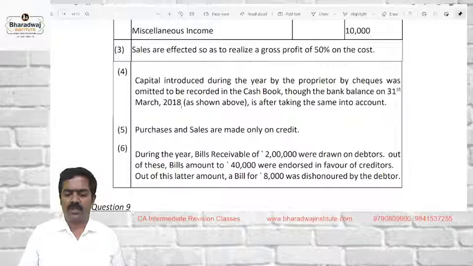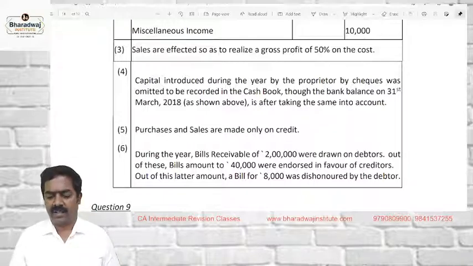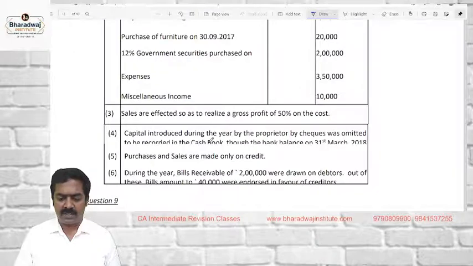During the year, bills receivable of 2 lakhs were drawn on debtors. Out of this, a bill amounting to 40,000 was endorsed in favor of creditors. Of this, 8,000 was then dishonored by the debtor. That is, the endorsed bill was dishonored. I hope that part is missing.